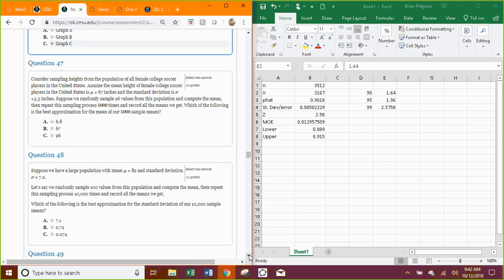All right, question 47. Consider sampling heights from a population of all female college soccer players in the U.S. Assume the mean height of female college soccer players is 67, standard deviation 3.3. Suppose we randomly sample 96 values from this population and compute the mean, then repeat this 5,000 times. Which of the following is the best approximation for the mean of our 5,000 sample means? Well, it should be very, very close to the population mean. So the sampling distribution has the same mean as the population.